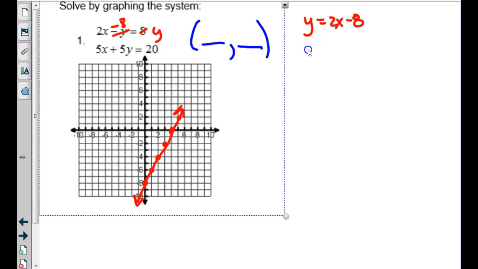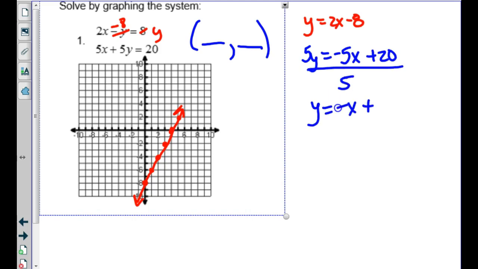It's kind of a weird equation, right? We could, if we subtracted the 5x over to the other side and then divided everything by 5, we'd get -x plus 4. Did everybody get that? Okay. We could have divided by 5 from the beginning. It was kind of weird on that one. So your slope should be going downhill.